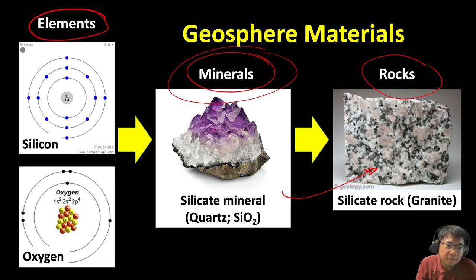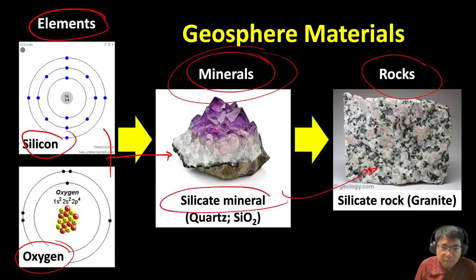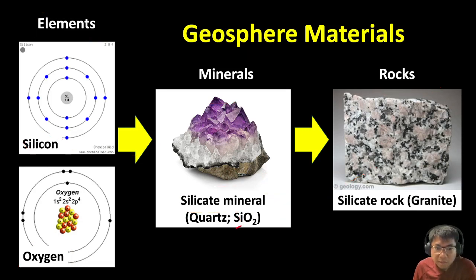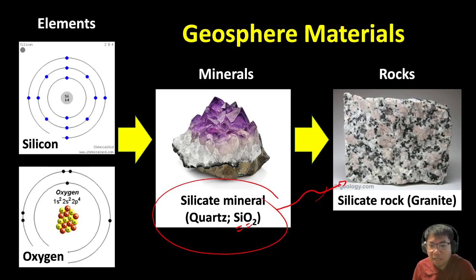For example, we have silicon right here and oxygen right here. These are the atomic structures of silicon and oxygen. If silicon and oxygen are combined, they make a type of mineral called silicate minerals, and in this case the example would be quartz. This is an example of quartz, which is made of those two elements, silicon and oxygen. And if you combine quartz with some other minerals, it would create something we call a rock, in this case a silicate rock named granite.